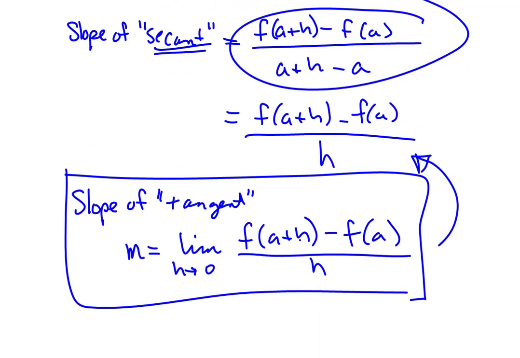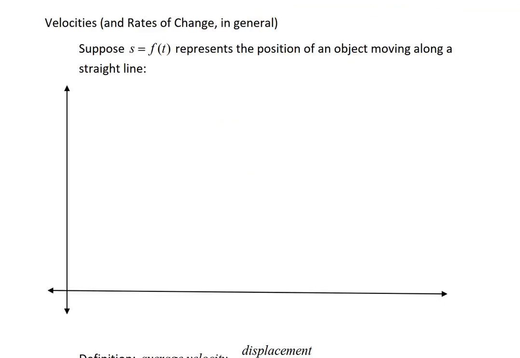Ultimately, it's the same thing, and this is probably the most common form of the slope of the tangent line, so I'm going to stick with this one for now. Let's now consider velocities, which really are a general application of what we just saw about the slopes of tangent lines, as we'll see shortly here.